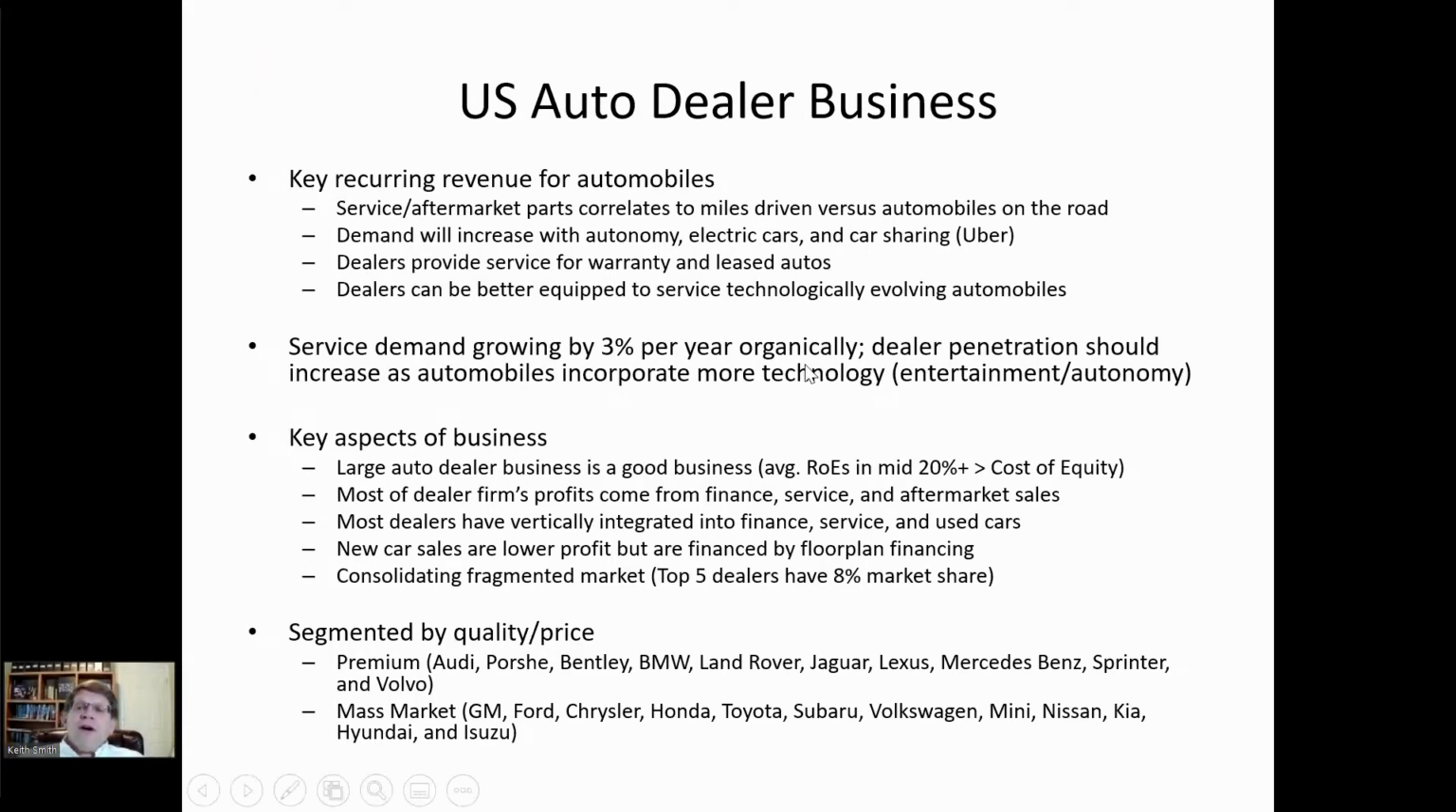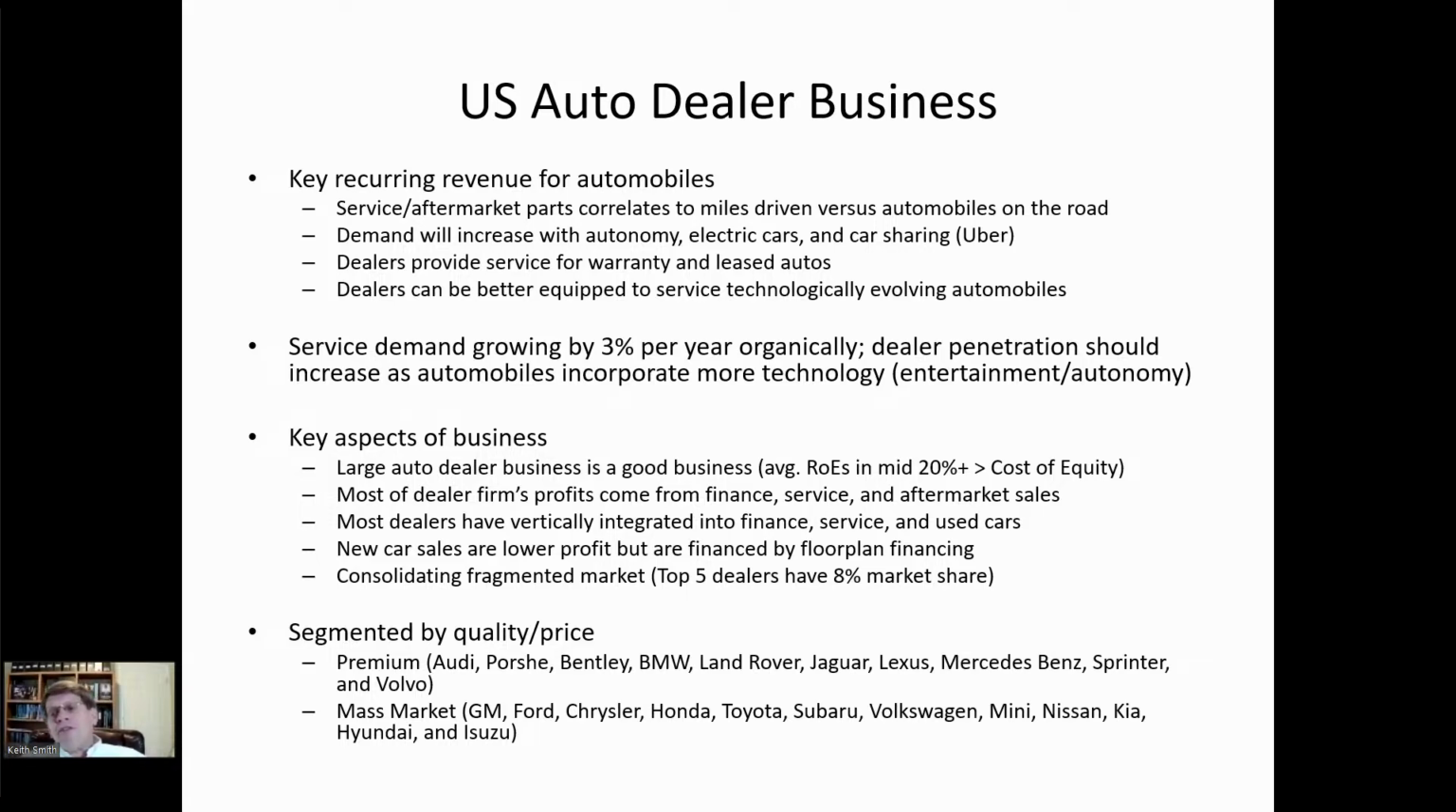So if we look at the overall auto dealer business in the U.S., the key thing in terms of recurring revenues for automobiles is the service and aftermarket parts, which correlates more to miles driven versus automobiles on the road. So that's a nice recurring revenue stream that they can get, and an increased customer touch point. Demand will increase with autonomy, electric cars, and car sharing in terms of overall demand for cars and service.